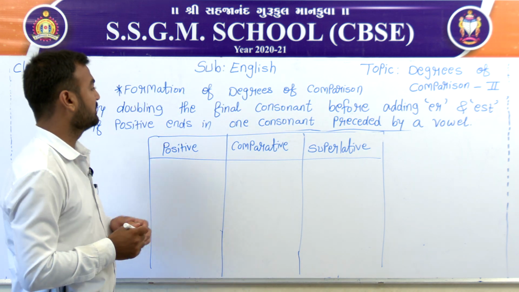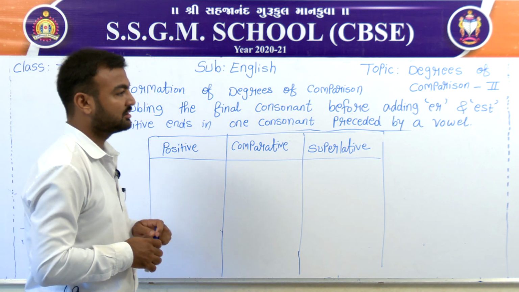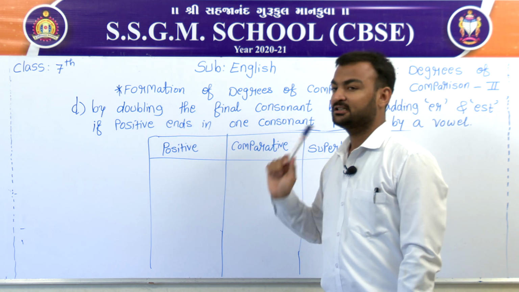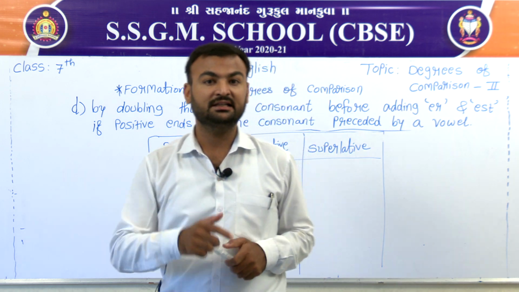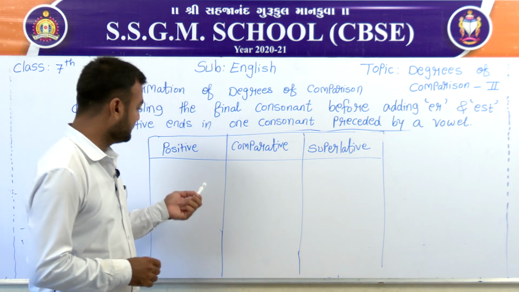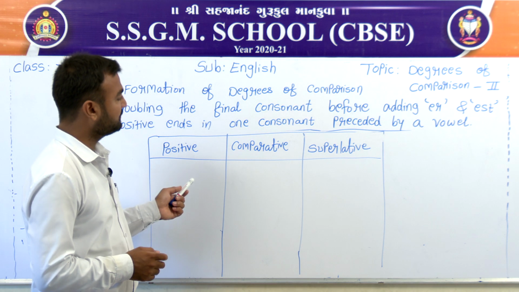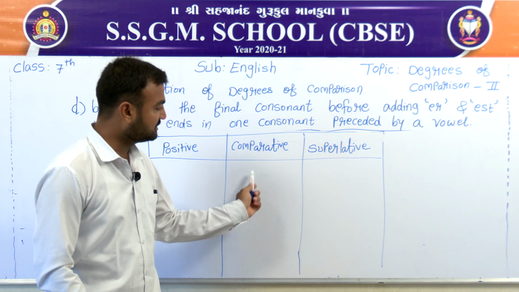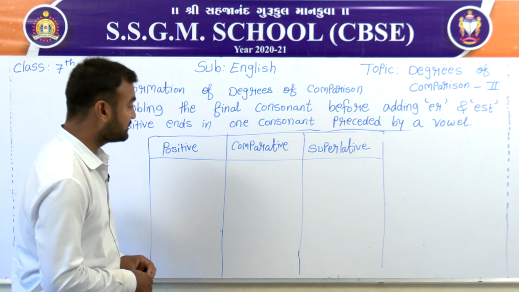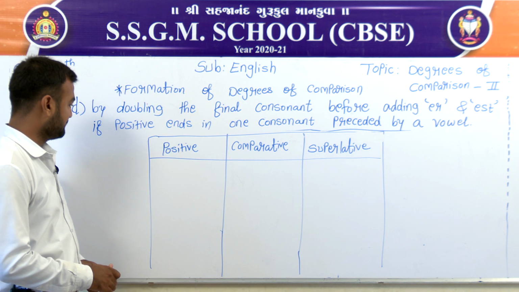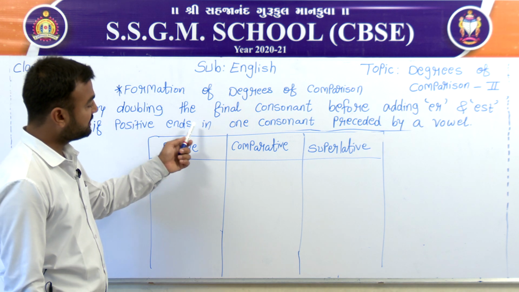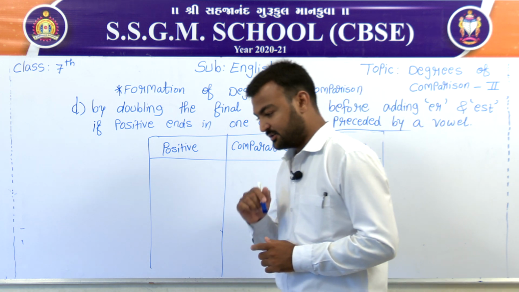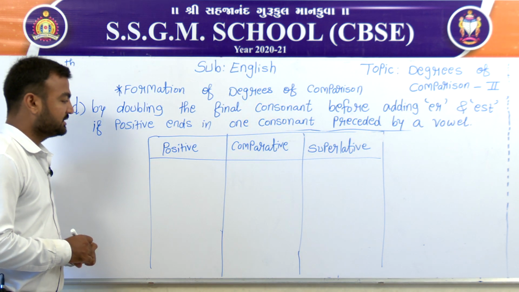Now students, rule number D or rule number 4 is that by doubling the final consonant. Doubling means what? We have to double the letters, that means the final consonant. At the end letter we have to see, at that point of time we have to double that consonant before adding ER and EST to the given comparative and superlative degrees. But what thing we have to keep in mind is that if positive ends in one consonant preceded by a vowel. So let me write one example over here in positive degree.